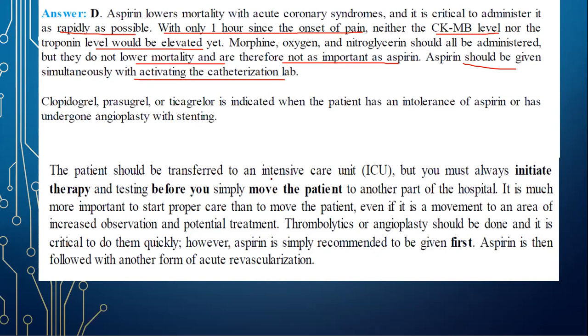The patient should be transferred to the ICU, but always initiate the aspirin before you send the patient to the ICU or to the catheter lab.